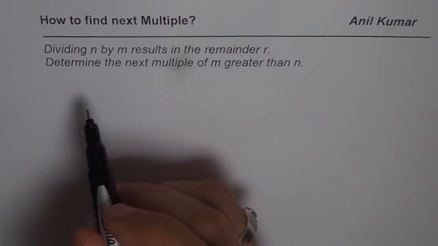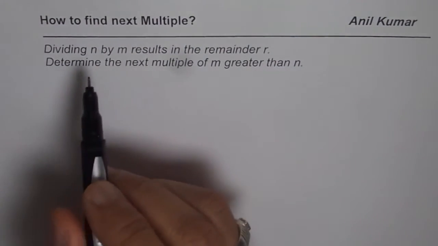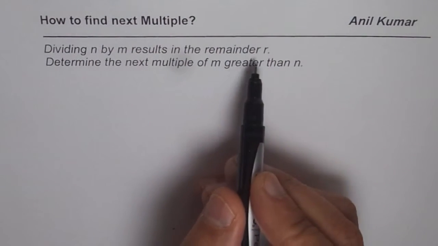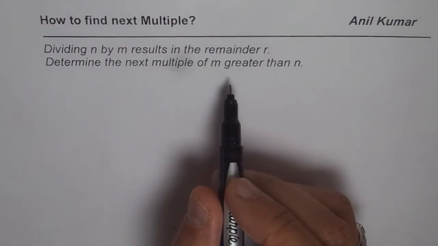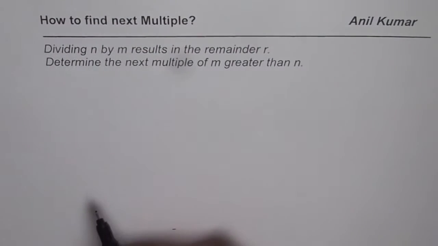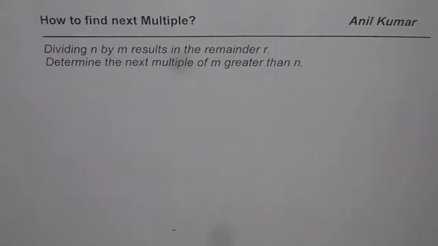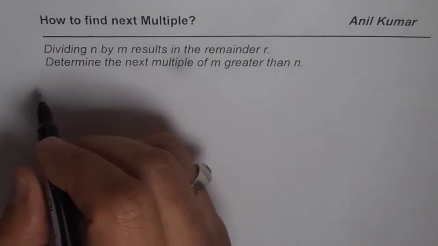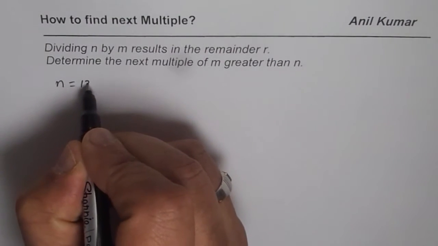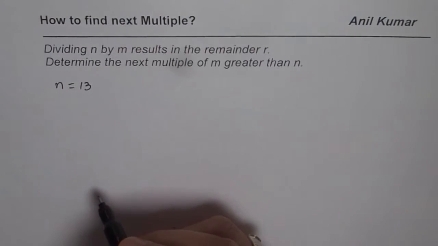What I will do here is take n as a prime number. If I take n as a prime number, then I can divide by anything and I'll always get a remainder, and we'll try to see which number closest to that prime number is the next multiple of m. So let's begin by taking the prime number 13. I'm taking n equal to 13, and we'll take different values of m to experiment.